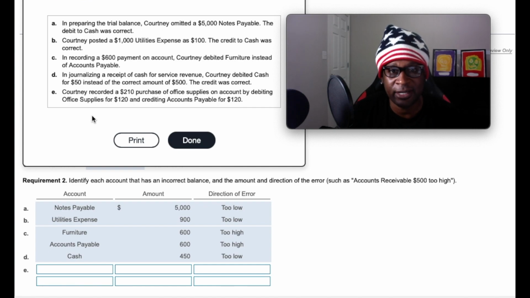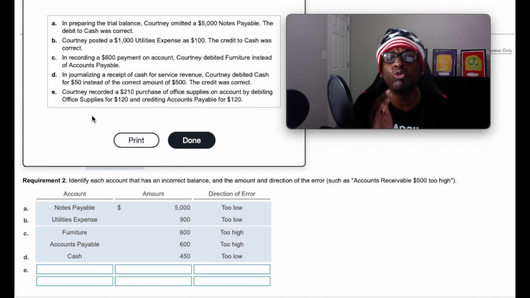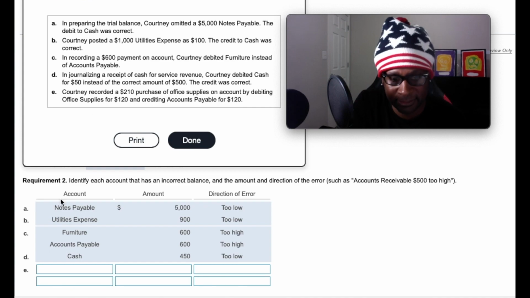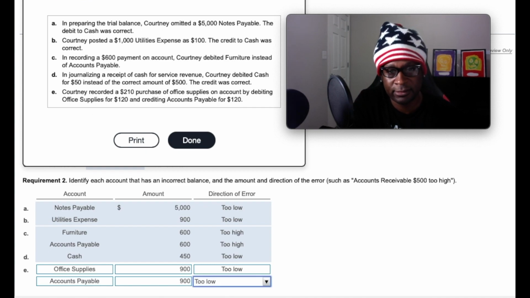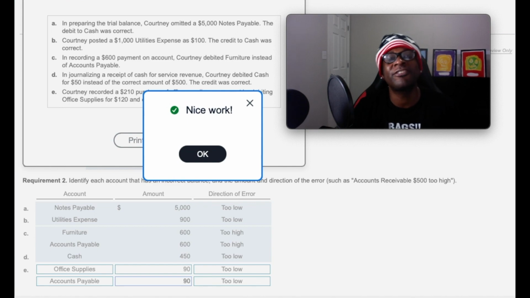So how does that affect the trial balance? Both her asset, office supplies, and her liability, accounts payable, are too low by $90. Check the answer. Great job, gang. Give yourself a round of applause because this problem was a doozy.